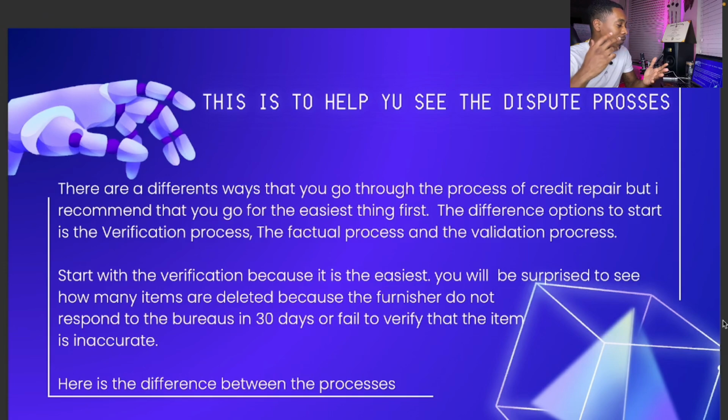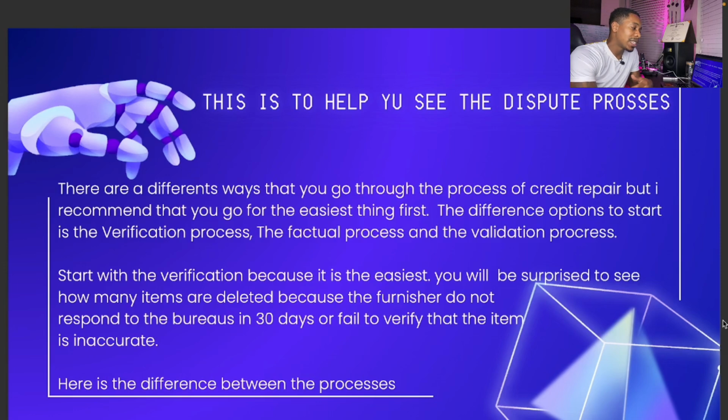You have the verification process, you have the factual process, and you have the validation process. So those are 3 different processes that you can go with when just starting off with credit repair. And where do you start? You start with the verification process, because that's the easiest. You'll be surprised to see how many items get deleted because furnishers just don't respond in time, which is that 30 days, and they fail to verify an item is accurate or inaccurate.